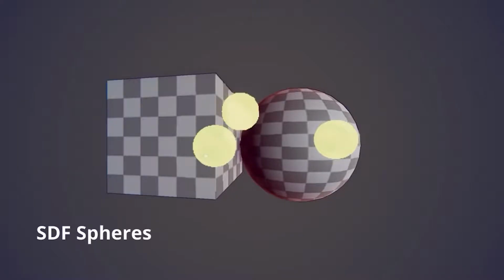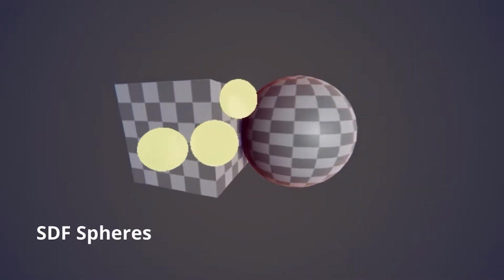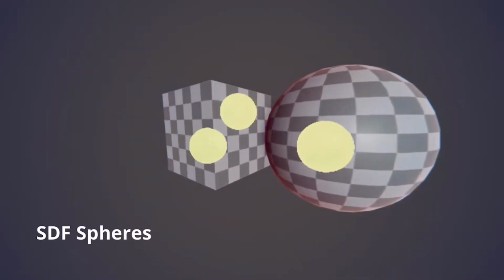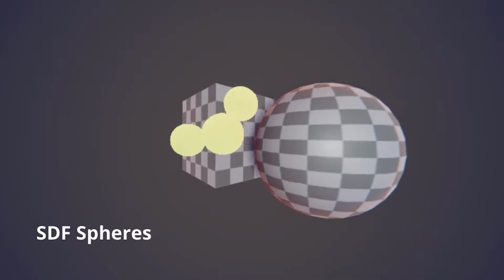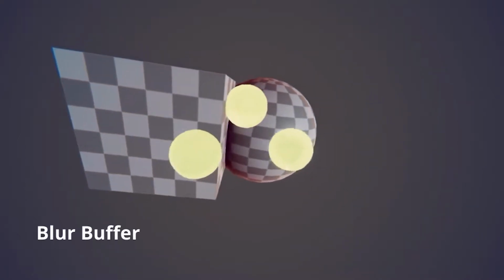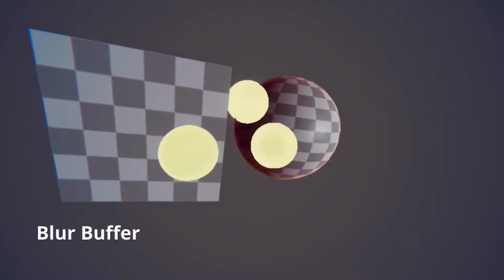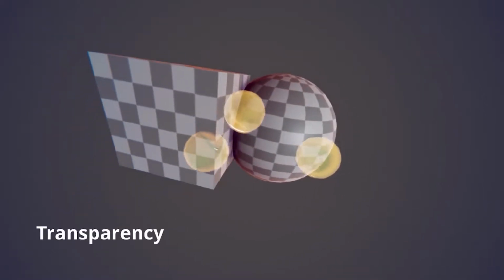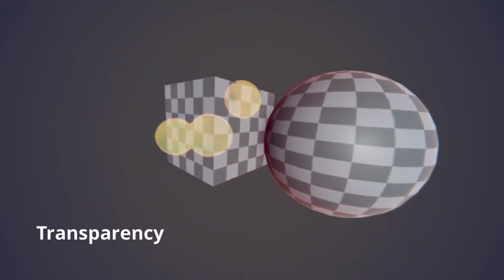Okay, so we have a brief overview on signed distance functions and sphere tracing. Let's break down each step to make a booger. We start by rendering signed distance function spheres into a low resolution render texture. We then blur that render texture to remove any artifacts due to the low resolution. We then introduce transparency.